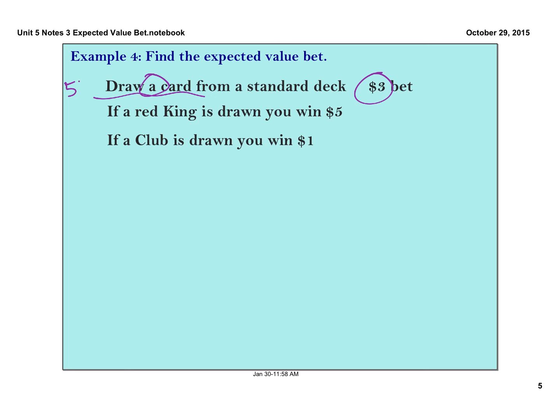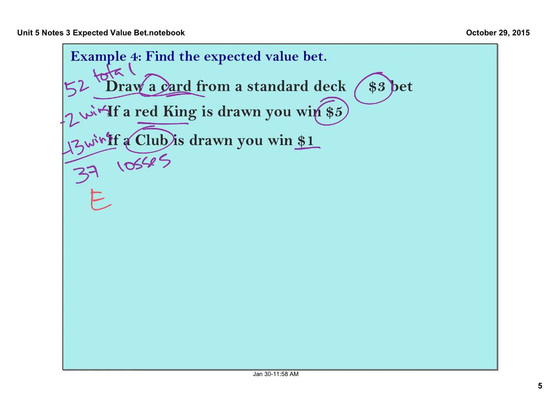So again, you've got 52 total cards. It says if you draw a red king, you win $5. That's 2 wins. If you draw a club, you win $1. That's 13 wins. So a total of 15 wins. If I subtract, 52 minus 15 gives me 37. So that means I have 37 losses.